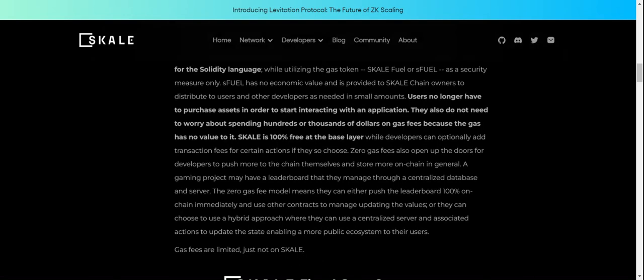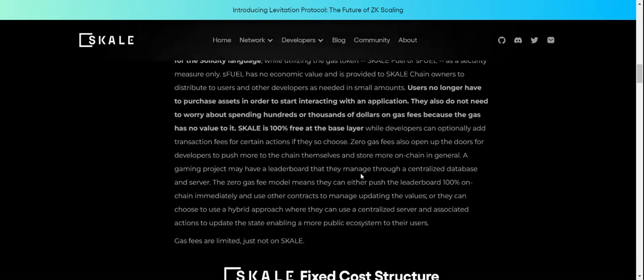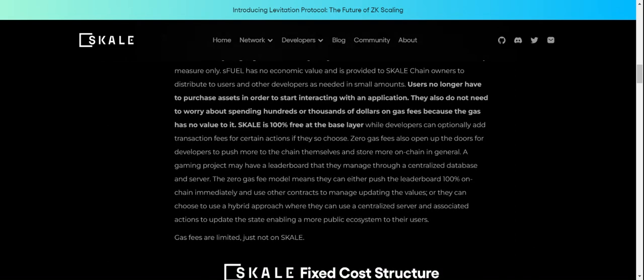SKALE dey 100% free for base layer, while developers dem fit optionally add transaction fee for certain action if dey choose say dem wan do am. Zero gas fee dey open up doors for developers to dey push more to the chain themselves and to store more on chain, to store more things on the chain generally.